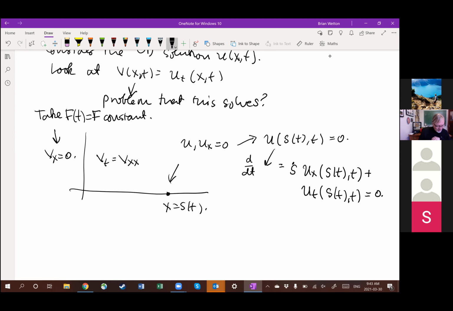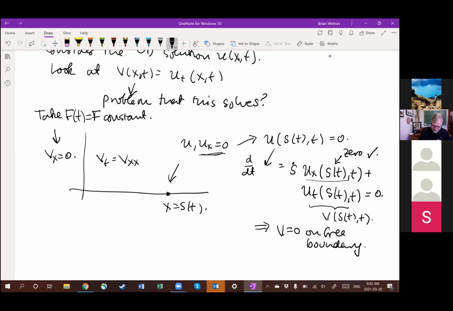Okay, so let's have a look at that. This is v at s of t and t, and this is 0, right? Because everywhere I look on the free boundary, that's 0. So this tells me that I've got v is equal to 0 on the free boundary. Okay, not really a surprise. When I look at this one being 0 at s of t and t, I'll get something interesting.